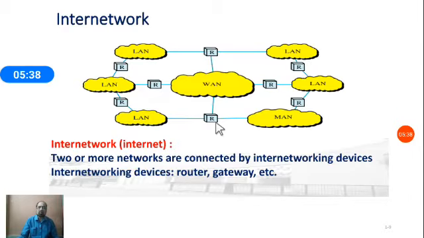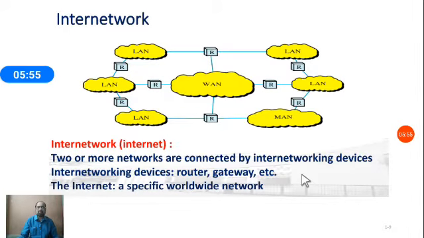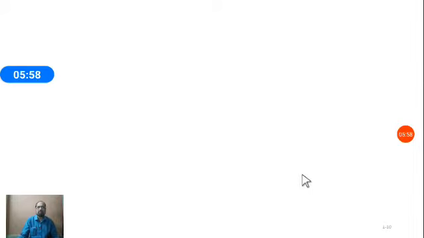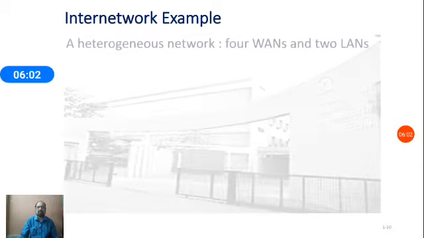Here R is the symbol for the routers. So two networks are connected to each other with the help of routers, and certain gateways are used. So with different devices we can connect the networks to each other. It is called the internet or internetwork. The internet is a specific worldwide network. Internet examples: homogeneous networks, 4 WANs and 2 LANs. This is also a good example of an internetwork.